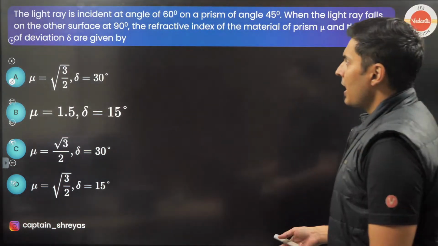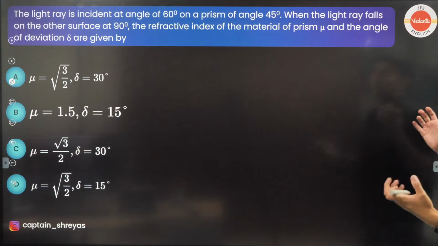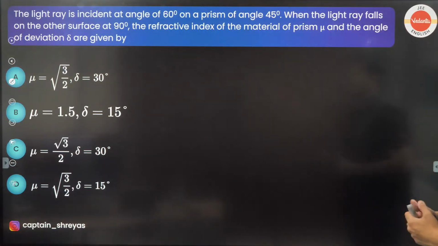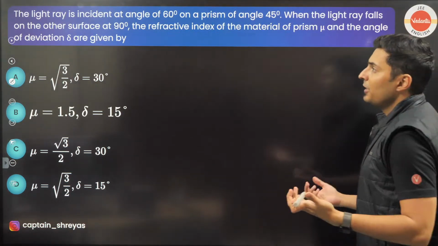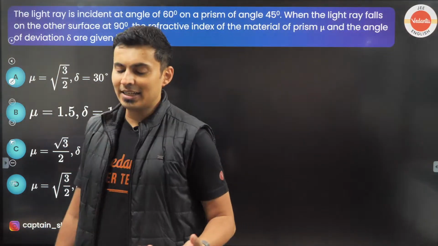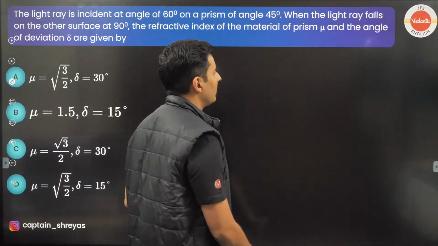A light ray is incident at 60 degrees on a prism of angle 45 degrees. When the light ray falls on the other surface at 90 degrees, the refractive index of the material of the prism is mu and the angle of deviation delta are given by. Interesting question, guys. Again, start with the diagram. Without diagram, you cannot get anything.